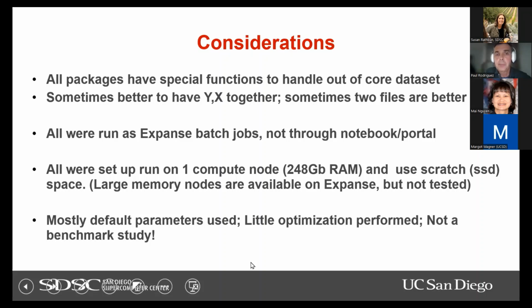Okay, so all these packages have special functions. They handle out-of-core data sets. Sometimes I found it was better to have the X and Y together in one data set. Sometimes it's better to have two data sets. These were all run on Expanse as batch jobs, so not through a notebook or portal. They're all set up to run on one compute node and use the scratch space. I didn't test these out on large memory nodes. Presumably, the data I have here is too big for one compute node, but we do have large memory nodes where it might run without having to do some of these things. I mostly used default parameters. I didn't do a lot of optimization, so I don't want to consider this a benchmark study by any means.